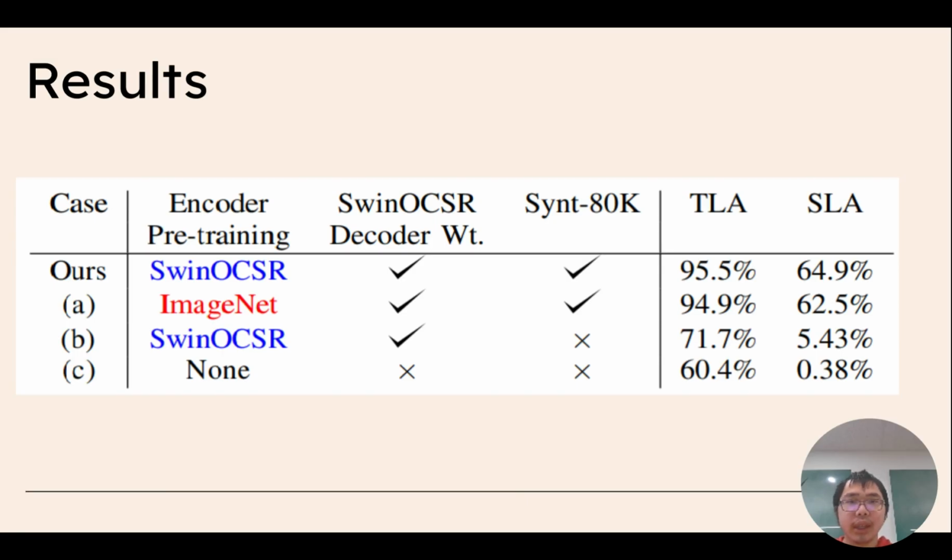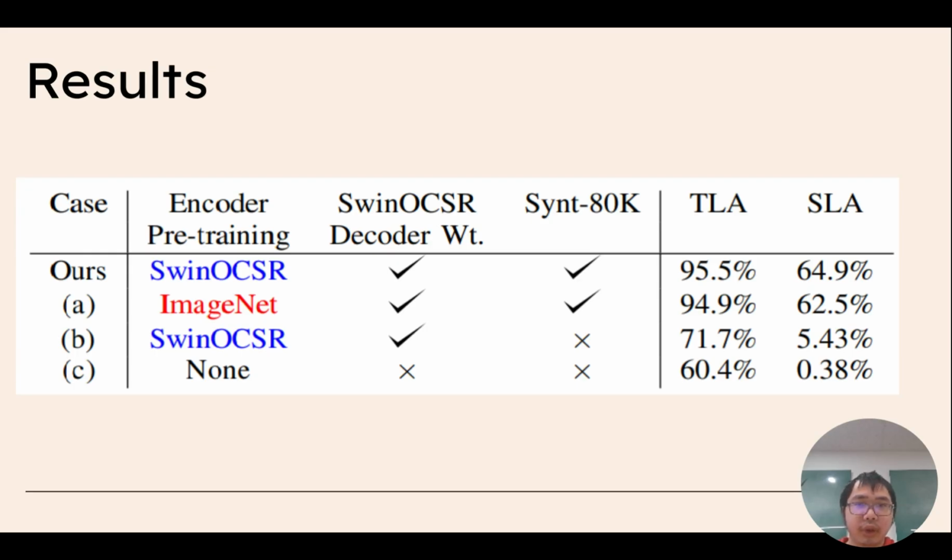If we use the Swin-OCSR pre-training but not our synthetic data pre-training, we get about 71% per token and 5.43% at the sequence level. None of these are actually usable. Then we bring in the synthetic dataset. If we use ImageNet pre-training for the encoder and Swin-OCSR pre-training for the decoder, and then pre-train our model on the synthetic 80,000 dataset, we get 94% token-level accuracy and 62.5% sequence-level accuracy. This is a huge increase.